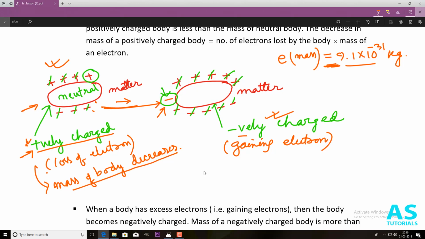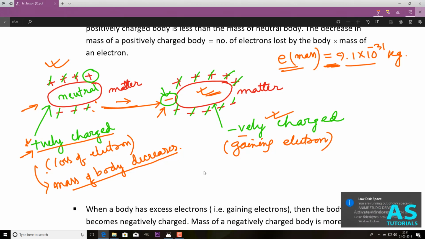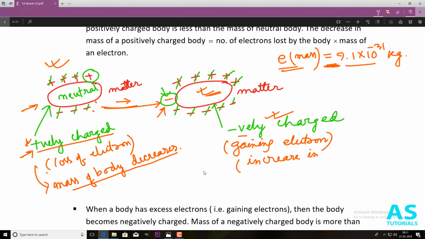On the other hand, when this body is gaining electrons, and as I said, each electron has its own mass, so if this body is gaining electrons, there should be an increase in mass. So the conclusion is, when a body is positively charged, the mass of the body decreases, and when the body is negatively charged, the mass of the body increases.